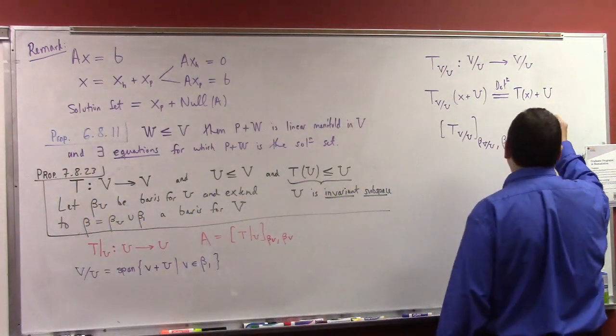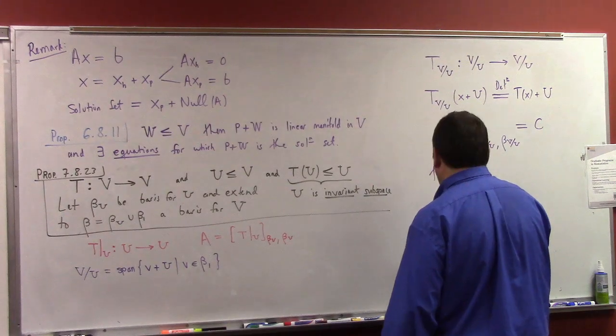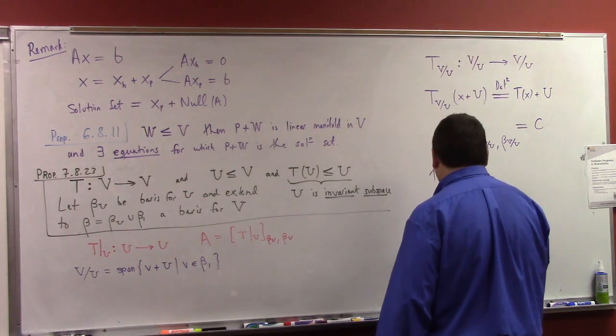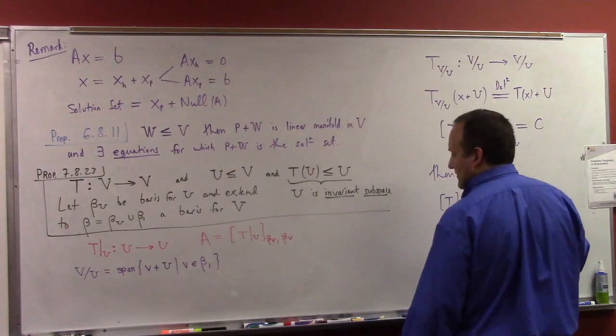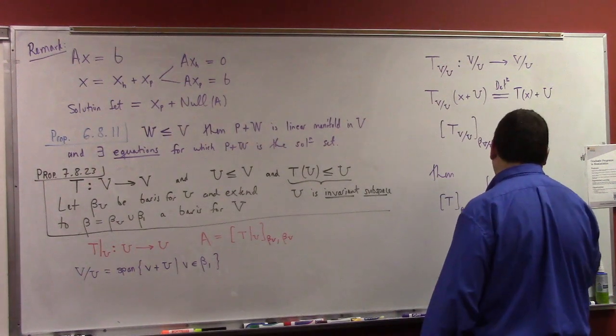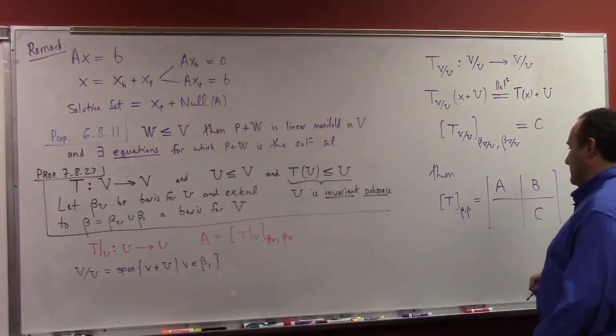All right. Then the matrix of T overall with respect to the beta basis has a block diagonal decomposition. It looks like A, you got the C down here, and then B up here is just whatever.